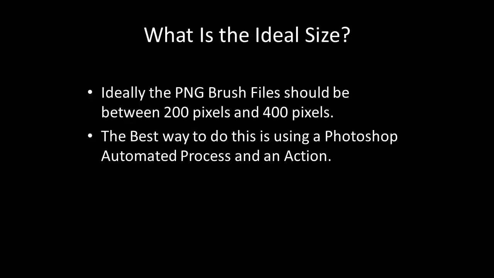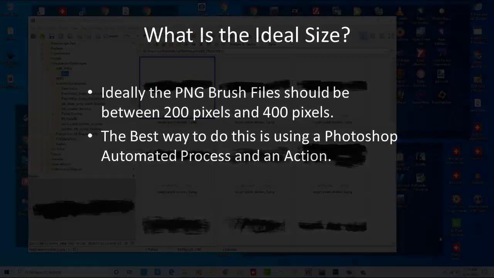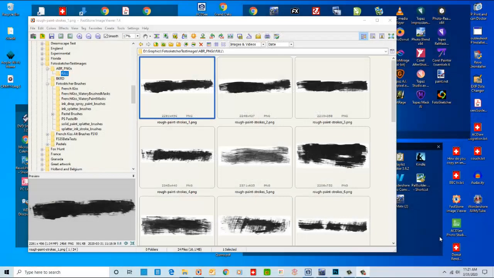Once I have converted the ABR files into PNG thumbnails, the file sizes are generally pretty large, so I need to resize them to between 200 pixels and 400 pixels. You can do them individually, but the best way to do this is using a Photoshop automated process and an action. I now have a number of very large files that I've saved into a file called Full.